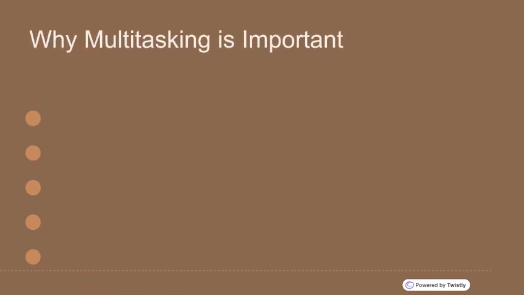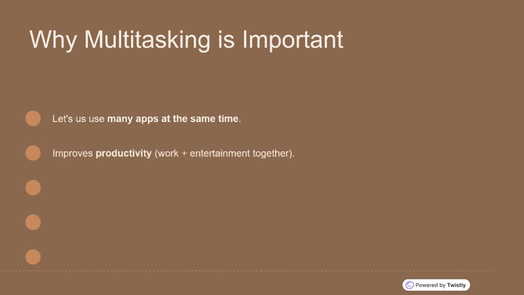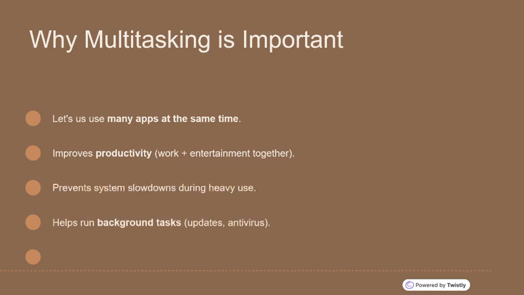Why is it important? Multitasking is extremely important and plays a vital role in our daily use of computers. First, it allows us to use many applications together. For example, we can type an assignment in Microsoft Word while listening to music and also browsing the internet. Second, it improves productivity because we don't have to stop one task to start another. Third, it prevents system slowdowns.